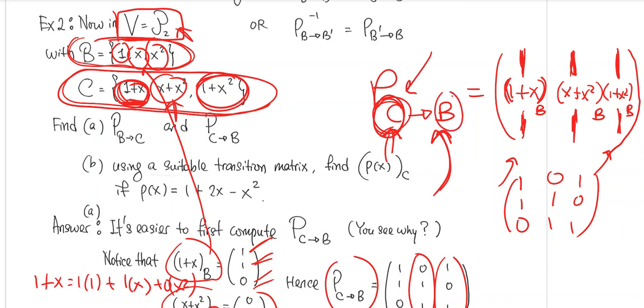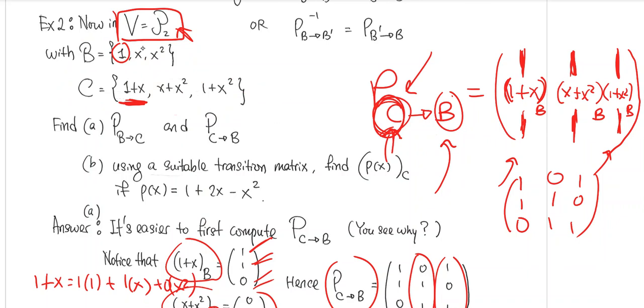So you start from the starting basis, right? That's 1 plus x, x plus x squared, and 1 plus x squared. And you write the coordinates with respect to the ending basis. So you write down, and that will be the transition matrix. We will not always write bases B and C. Sometimes you see the problem with basis B prime. There are many different notations. So don't memorize the notations. Don't memorize the letters, but memorize the positions of all these bases.